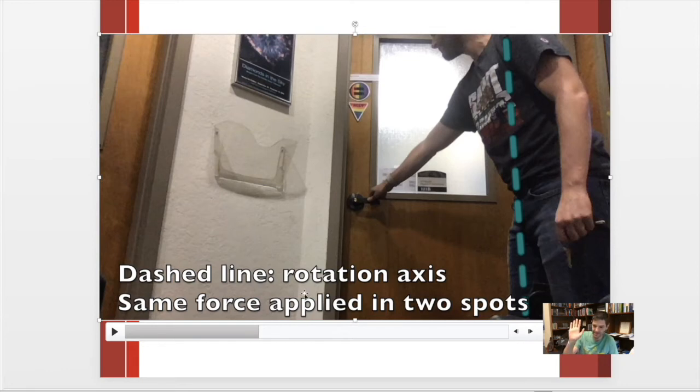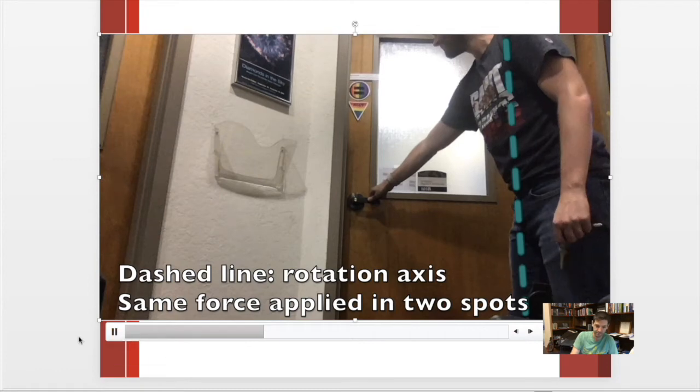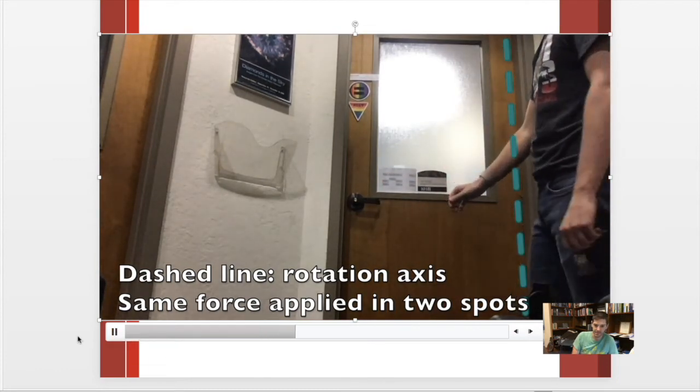I'm going to give the same slap near the outside of the door where the handle is, and then in another location very close to the rotation axis. And we can see what happens by looking at how the door appears to swing open. So here it's closed, I'm going to give a push.